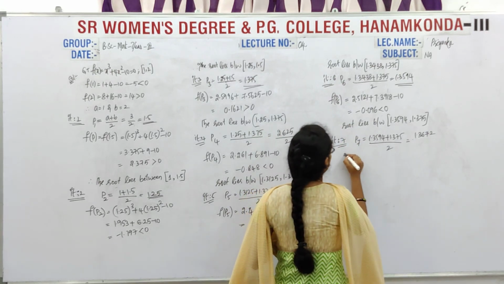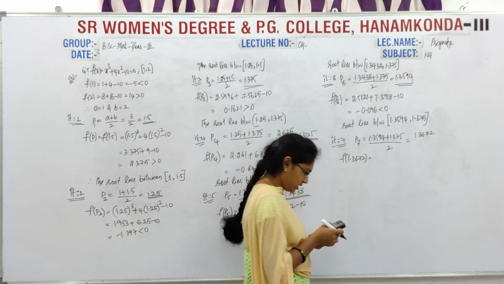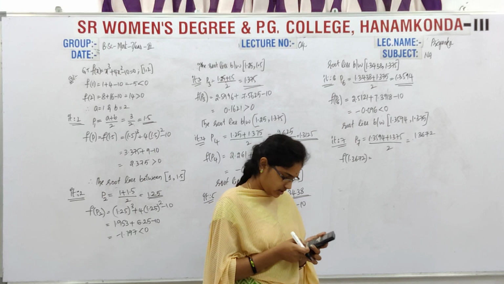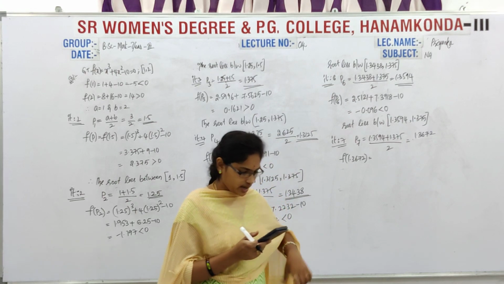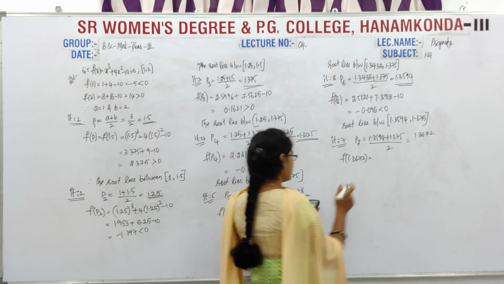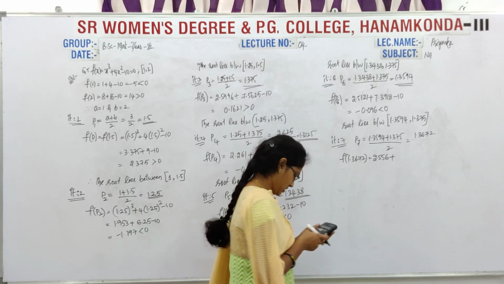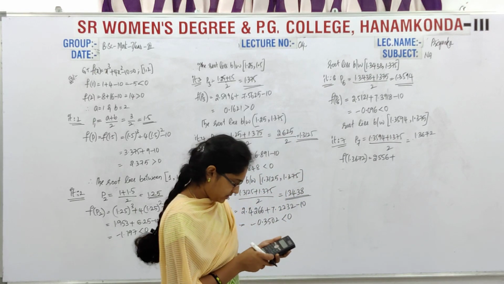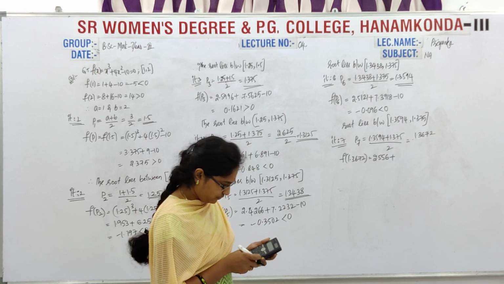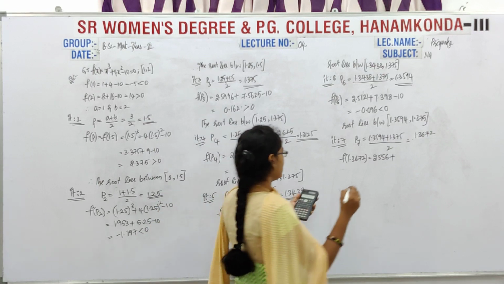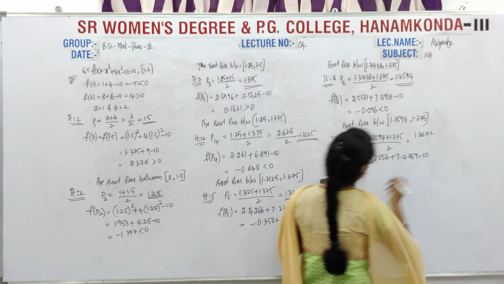So now here again f of 1.3672 is equal to, here what we get, 1.3672 whole cube. It is 2.556 plus 1.3672 whole square into 4, 7.4769 minus 10.